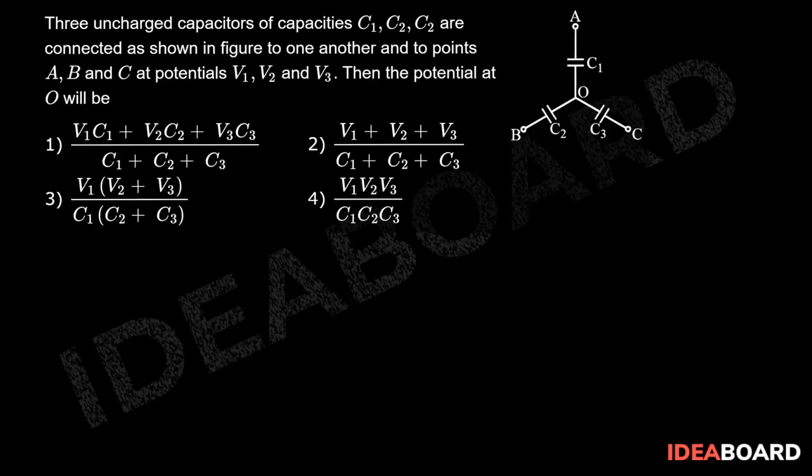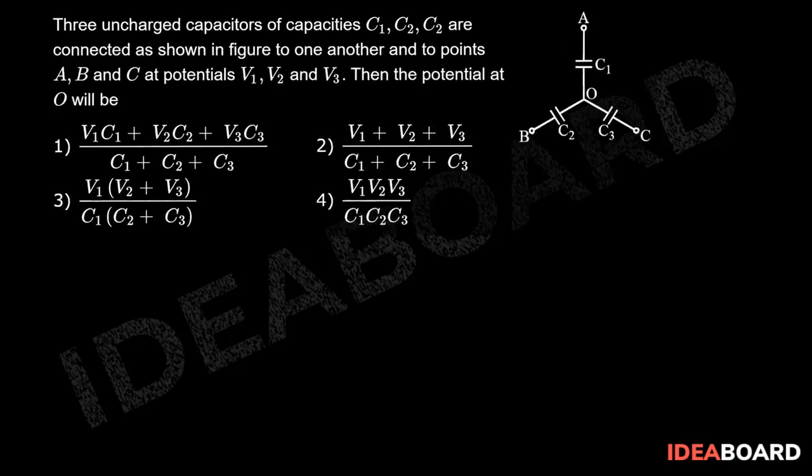Three uncharged capacitors of capacities C1, C2 and C3 are connected as shown in the figure. The three points A, B and C are at potentials V1, V2, V3. Then the potential at O will be? Say the junction point is having the potential value X, I assume.